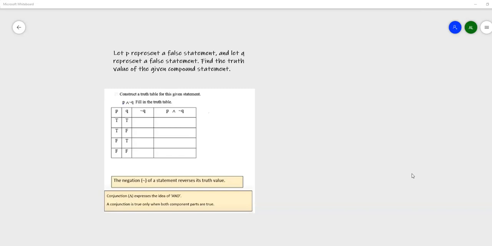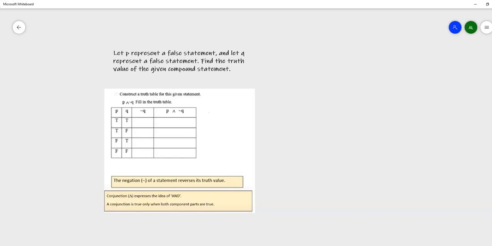To understand what this means, we must first understand the definition of negation and conjunction. The negation of a statement reverses its truth value, which means if we start out with a true value, when we negate it, it then changes to a false value. Conjunction expresses the idea of and. A conjunction is true only when both component parts are true. So let's apply that to our truth table here.